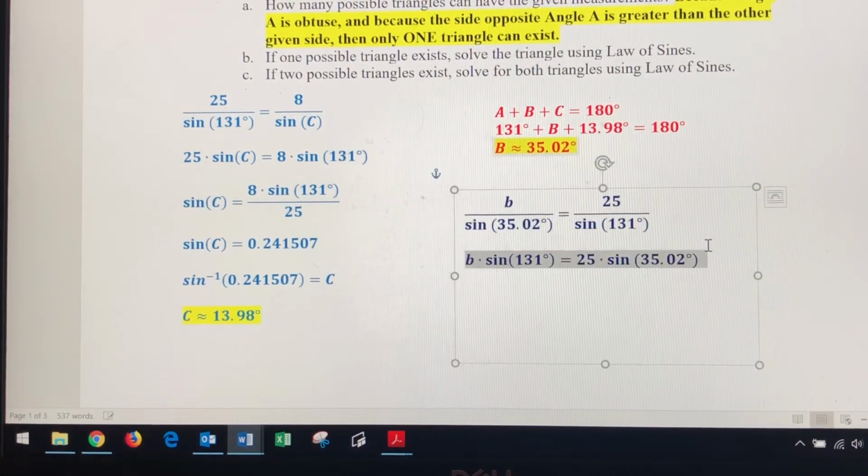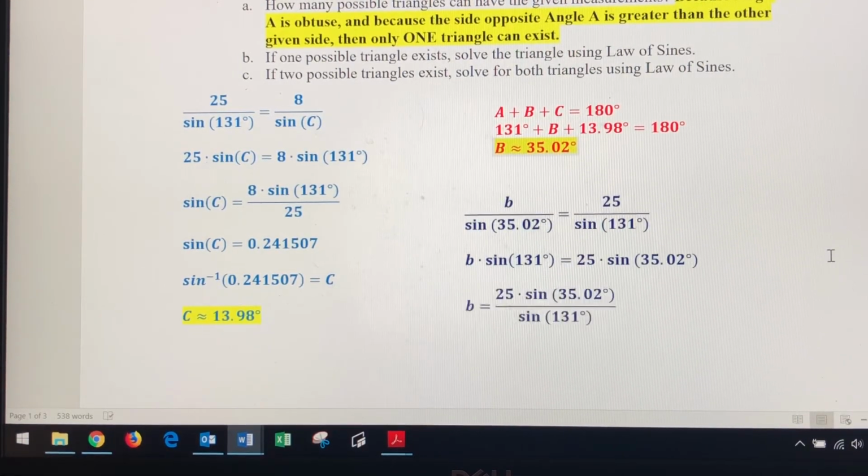I'm going to cross multiply. I want to divide now by sine of 131. I'm going to find out what this decimal is, and that'll be my length for side length B. So B should have a value of approximately 19.01 yards.